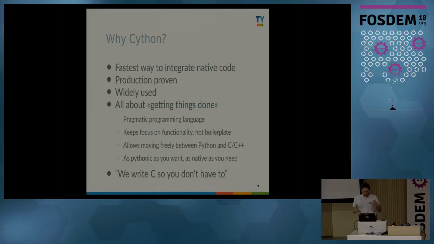And it allows you to move freely between Python and C or C++, which is something that makes it a really unique programming language at that level. You can write code in it that is as Pythonic as you want and as native as you need it. And you'll see examples for that in a couple of minutes. Basically, we write the C code that you don't have to write. We write C so you don't have to.